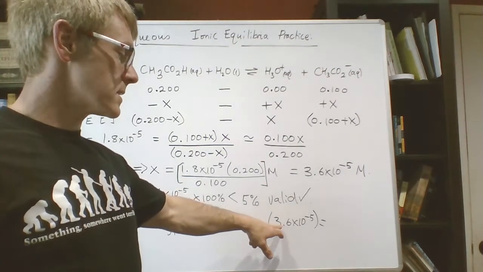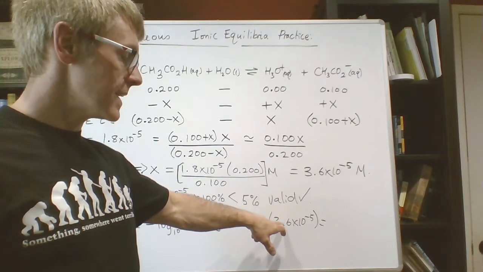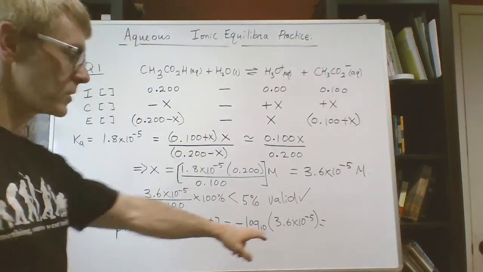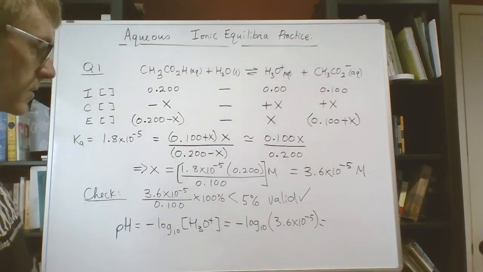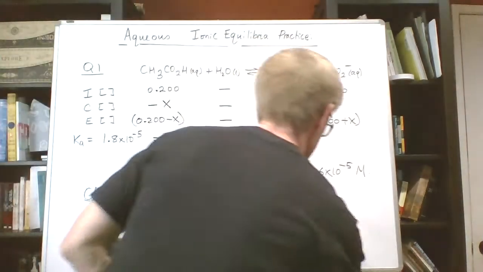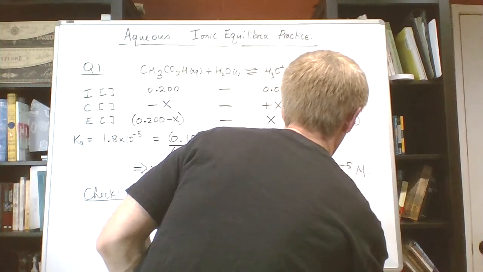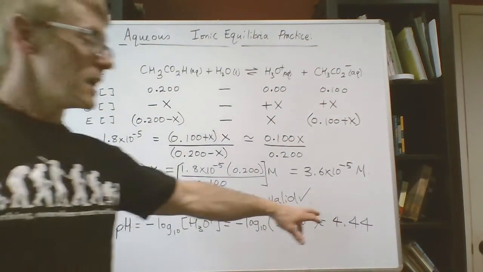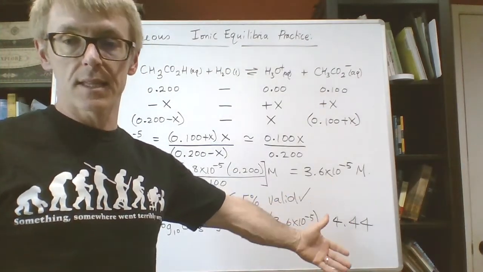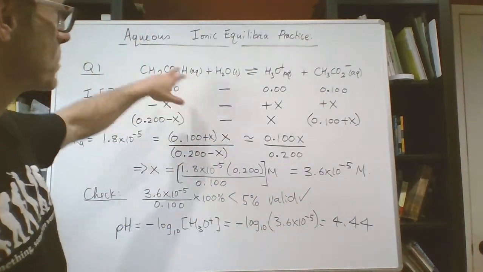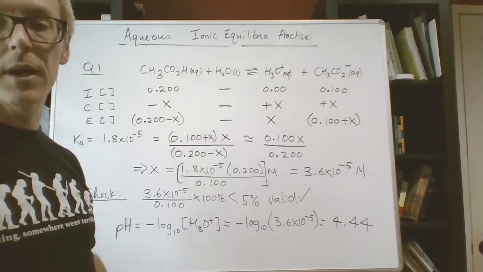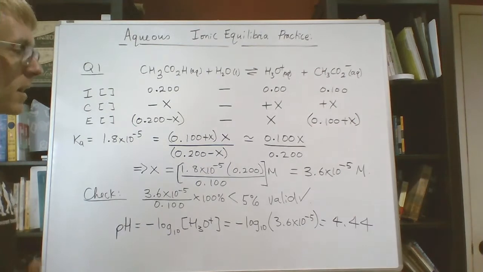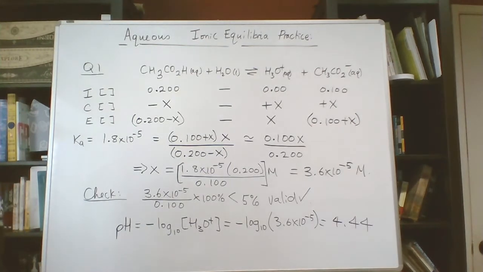Remember, in scientific notation, every significant figure becomes a decimal when you log it. So I've got 2 sig figs here. I would need 2 decimals. So this is 4.44 pH. It's an acidic pH because it's less than 7, which makes sense because I have an acid in my equation. So this is a typical example, an exam type problem that you'll see in general chemistry.